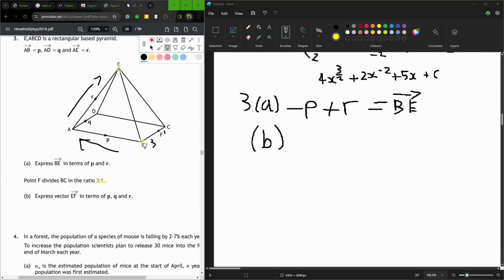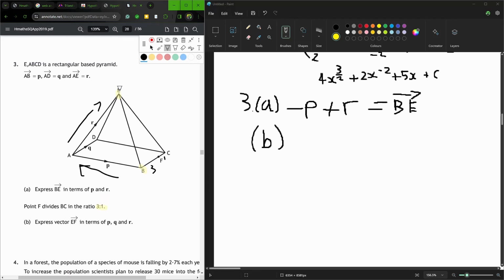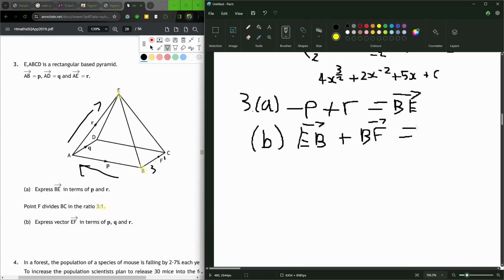But first thing we want to do is get a decent-ish pathway. So it's vector E to F. So maybe we could go E to B and then B to F. Because then E to B, if you notice, that's just the reverse of PT. So that'll help. So I'm just going to say E to B plus B to F equals E to F.